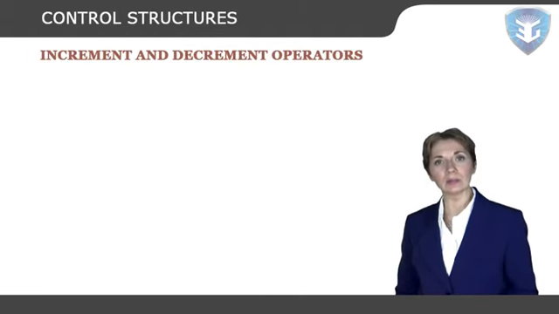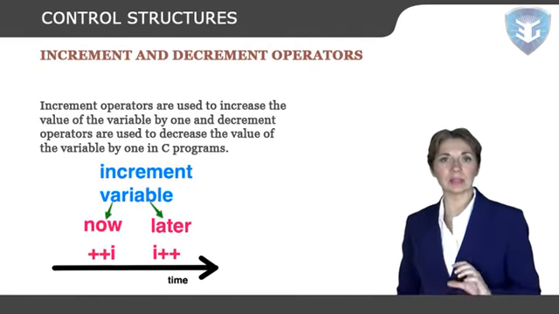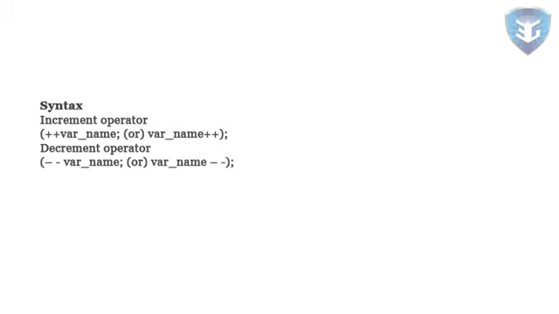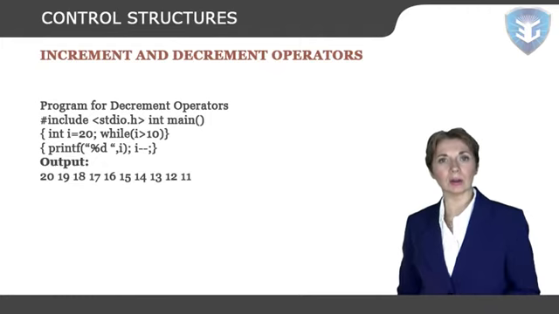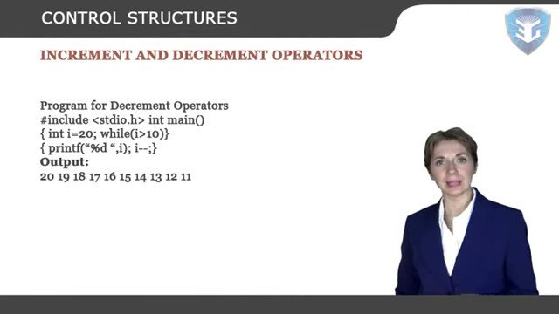Now let's talk about the increment and decrement operators. Increment operators are used to increase the value of the variable by 1, and decrement operators are used to decrease the value of the variable by 1 in C programs. Syntax is shown on the screen. Program for decrement operators. In this program, the value of i is decremented 1 by 1 from 20 up to 11 using the i decrement operator, and output is displayed as shown.